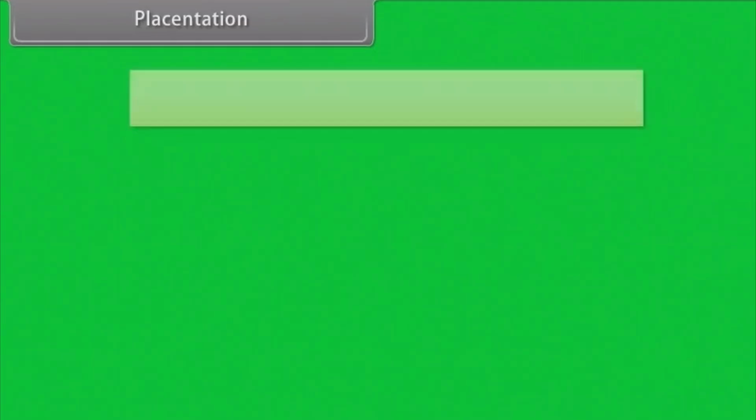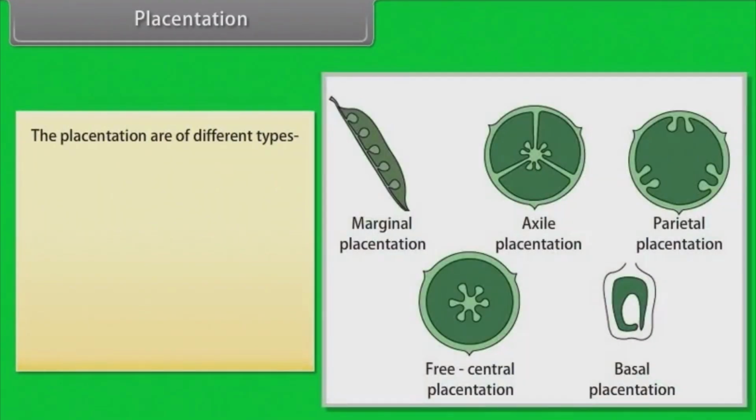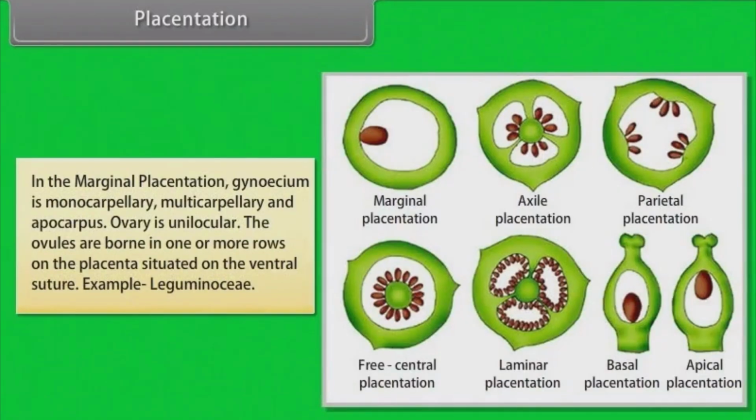Placentation. The arrangement of ovules within the ovary is known as placentation. The placentation are of different types: marginal, axial, parietal, basal, central, free central, superficial. In the marginal placentation, gynoecium is monocarpellary, multicarpellary, and apocarpous. Ovary is unilocular. The ovules are borne in 1 or more rows on the placenta situated on the ventral sutures.